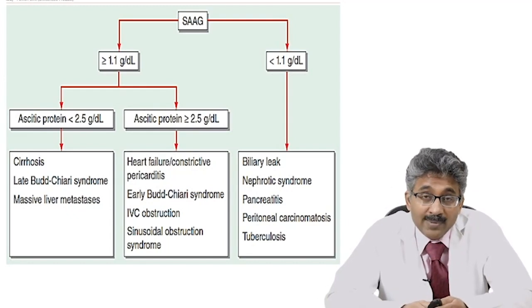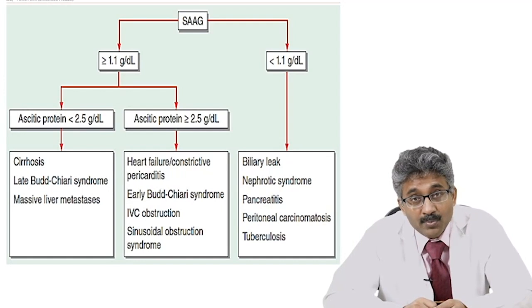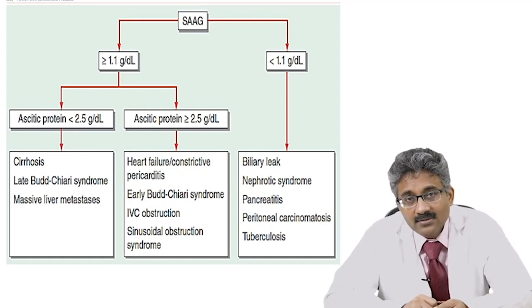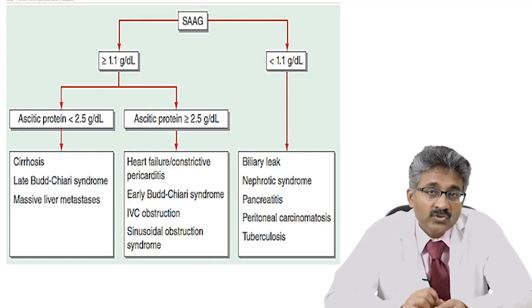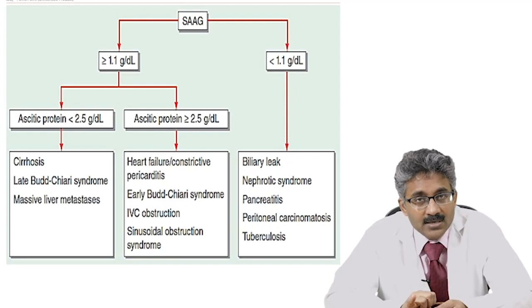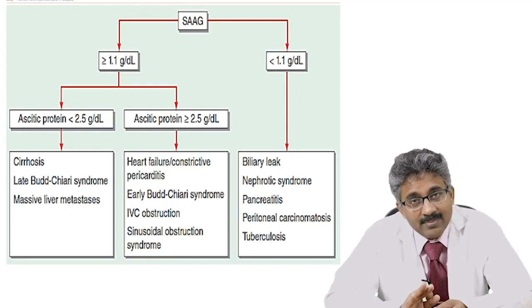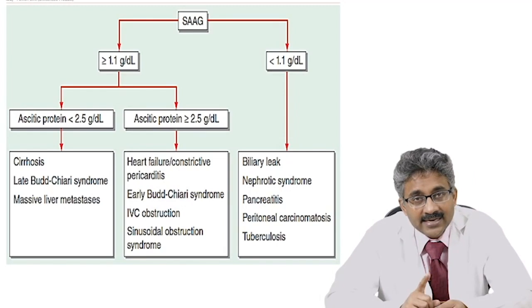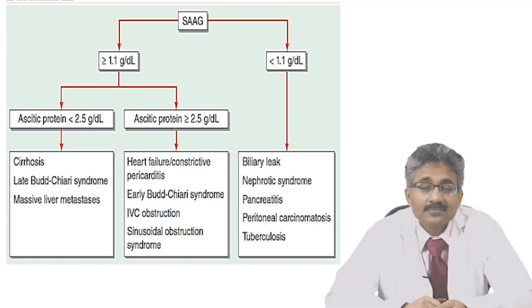Ascitic fluid glucose will be less than 50 in a secondary bacterial peritonitis. Ascitic fluid LDH will be more than the serum LDH in a secondary bacterial peritonitis. So, three differences: polymicrobial, glucose less than 40, and LDH more than the serum LDH indicate a secondary bacterial peritonitis.